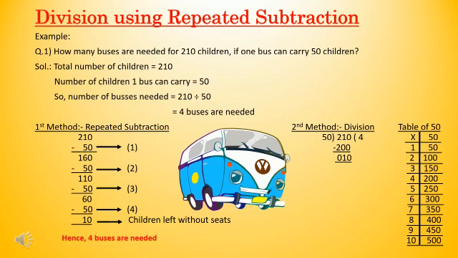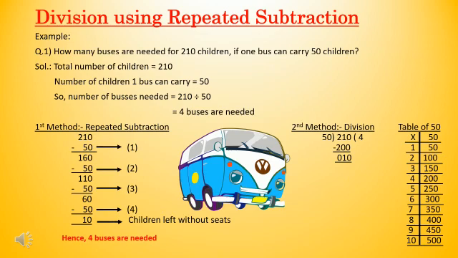Some examples are here. Question 1. How many buses are needed for 210 children if one bus can carry 50 children? Solution. Total number of children equals to 210. Number of children one bus can carry equals to 50. So, number of buses needed equals to 210 divided by 50.